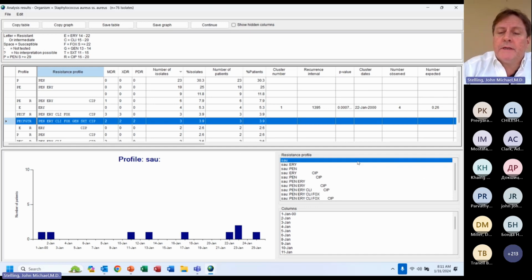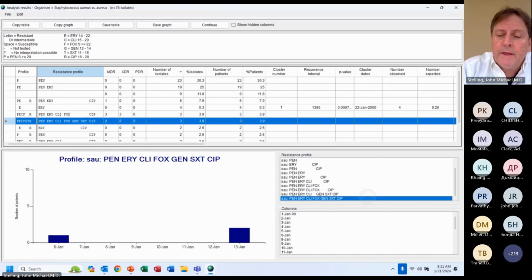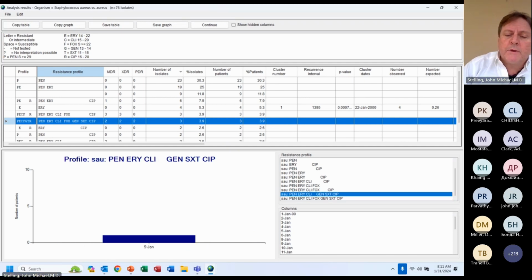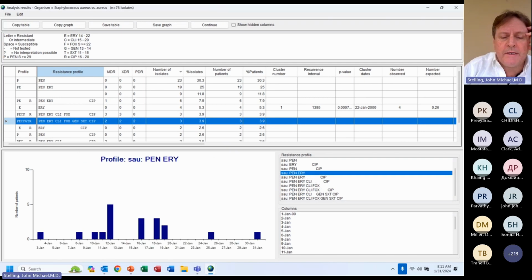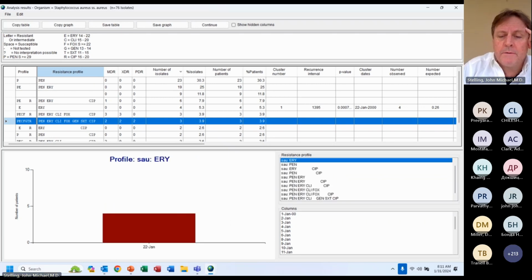I can see the distribution over time. Here I can see the graph for the sensitive Staphylococcus aureus. Here at the bottom, I can see the graph for the multi-drug resistant MRSA. I can look at all of the different graphs. I do not see any. Well, this one's interesting. I see 5 isolates on the same day with this one resistance pattern, but it was not statistically significant. I'm going to continue further, and this is the only one that came up as statistically significant.